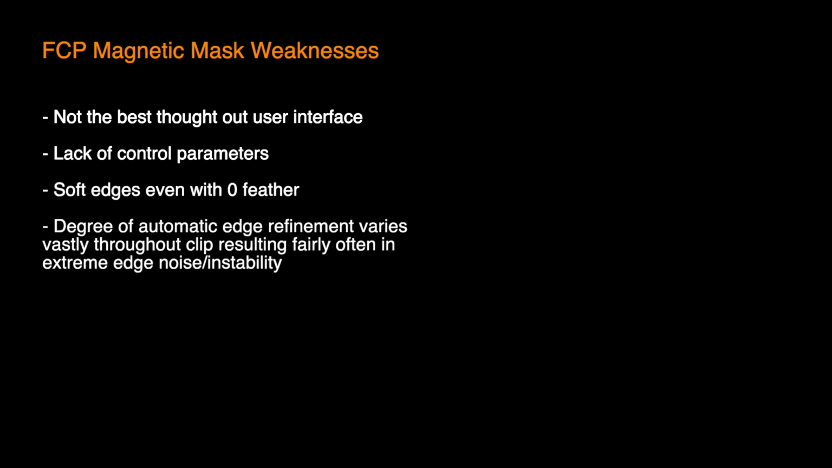There is always some sort of edge refinement going on, which is making those edges soft. And when that refinement is going on, it tends to vary quite a bit from frame to frame, from one part of the subject to the next. And that tends to be one of the reasons why you see a lot of edge noise and instability. Okay, now on to Adobe After Effects, the Roto Brush weaknesses.